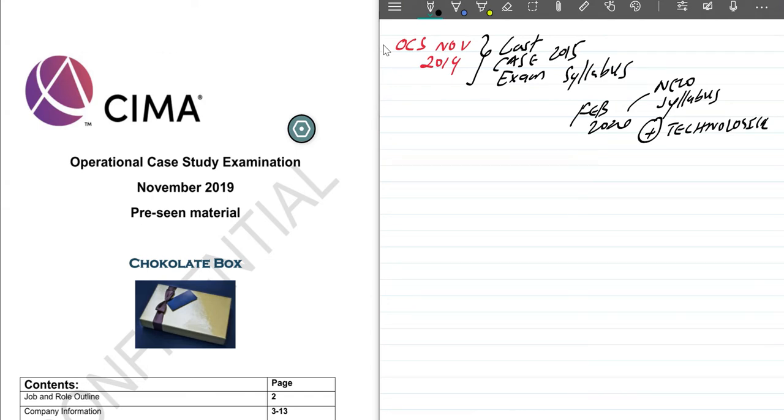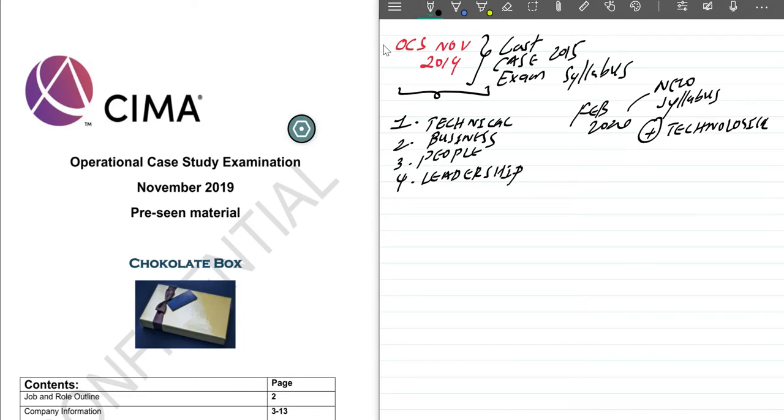At the moment, for the case studies in the old syllabus, the current syllabus, we usually have 4 skills. The first skill is known as technical skill. The second skill is known as business skill. The third skill is known as people skill. And the final skill is known as leadership skill.